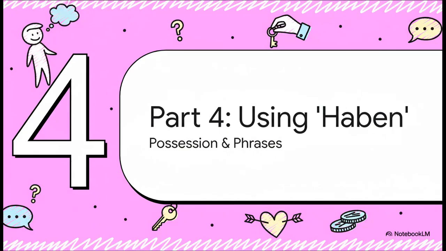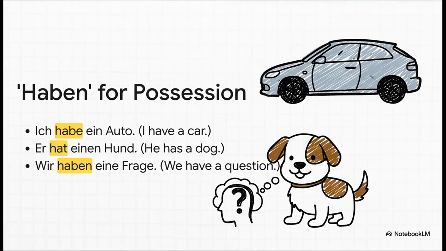Okay, let's switch gears and talk about our second superstar verb, haben. Its main job is pretty much what you'd expect, to talk about possession, to talk about the things you have. And this works just like English, which is nice. Ich habe ein Auto is, you guessed it, I have a car. Er hat einen Hund means he has a dog. You can even have things that aren't physical, like a question. Wir haben eine Frage. Seems pretty straightforward, right?